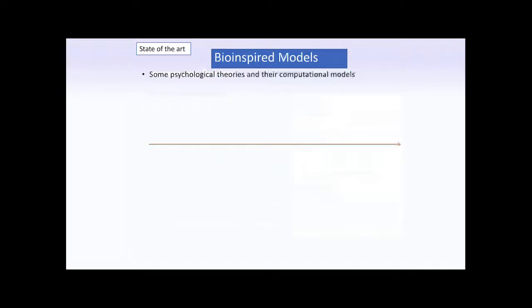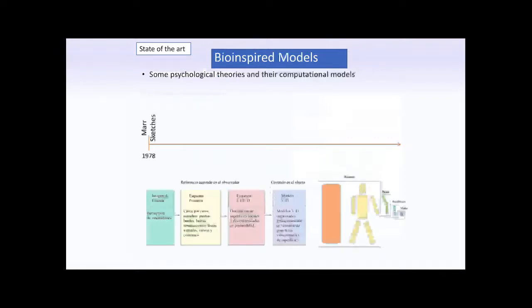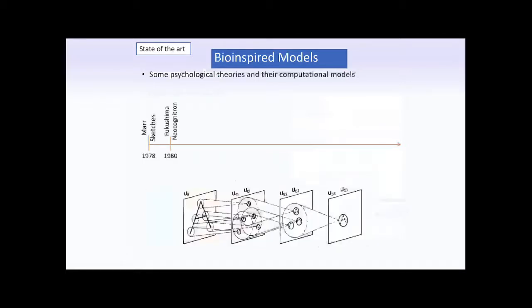From these inspired models, some psychological theories and their computational models were developed, and computer science people developed a number of approaches. For example, David Marr's theory of sketches that we review, or the very well-known work of Fukushima about the neocognitron.